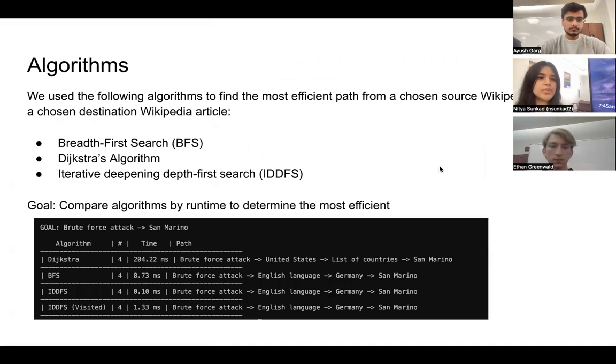So for algorithms, we use the following algorithms to find the most efficient path from a chosen source Wikipedia article to a chosen destination Wikipedia article. We use breadth first search, Dijkstra's algorithm, and iterative deepening depth first search, which is abbreviated to IDDFS. And the goal of our project was to compare these algorithms by runtime to determine which of them was the most efficient for finding the shortest and most efficient path.